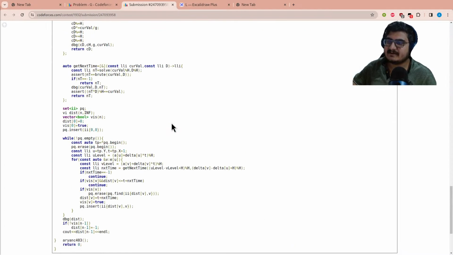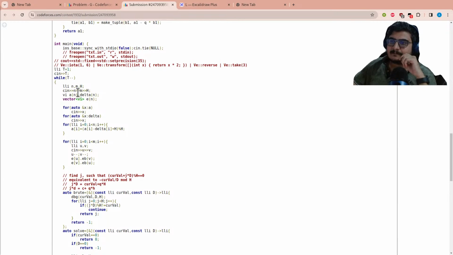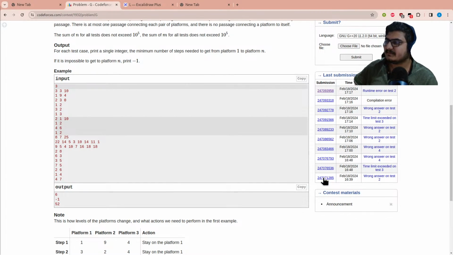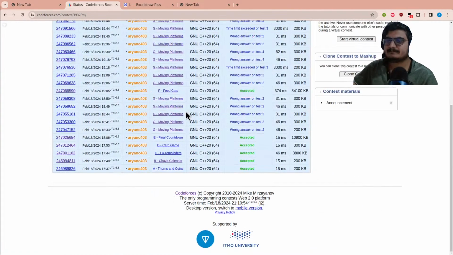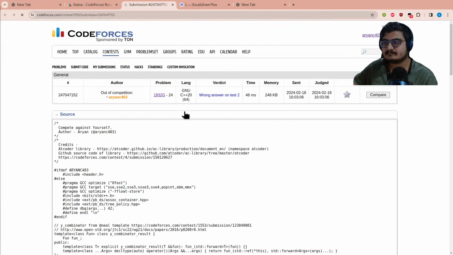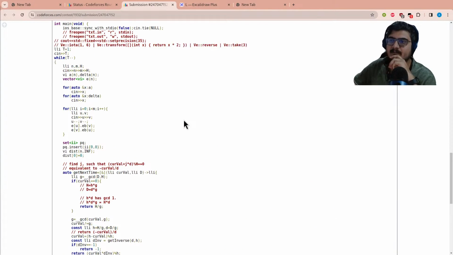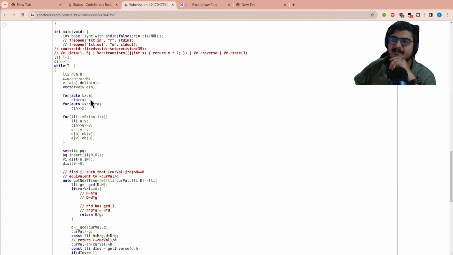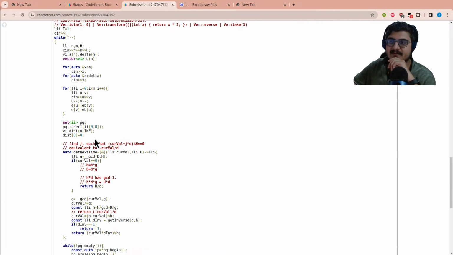So I will pick one of my TLE submissions. I take all the starting levels and the deltas as input. Let me first pick the first submission. I take the starting level of all the platforms as input and the jumps they would be taking. I also take the current graph as input and maintain it in an adjacency list. Now instead of a priority queue, I am using a set for the main priority queue. You can also use a priority queue. At time 0, you are at platform 0 only, the first platform, zero-based index. And the distance for this is 0.